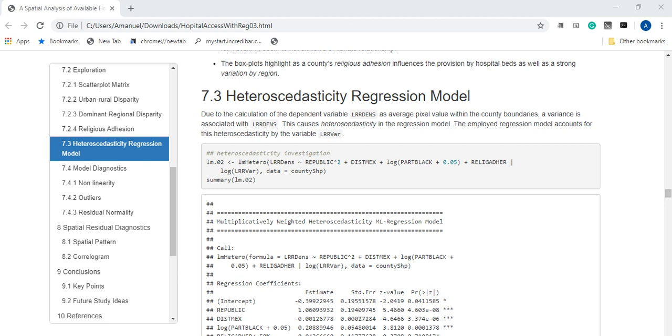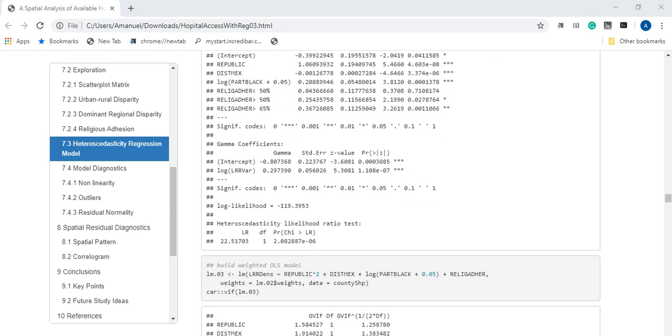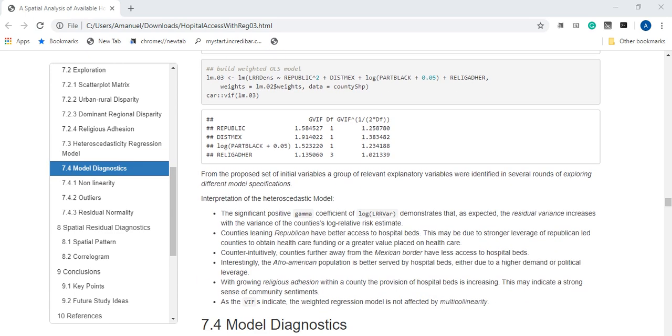Heteroscedasticity regression model. Due to the calculation of the dependent variable, the log relative risk density, as the average pixel value within the county boundaries, a variance is also associated with this density. So this causes heteroscedasticity in the regression model. The employed regression model accounts for this heteroscedasticity. So this shows the summary of the heteroscedasticity model from the proposed set of initial variables.